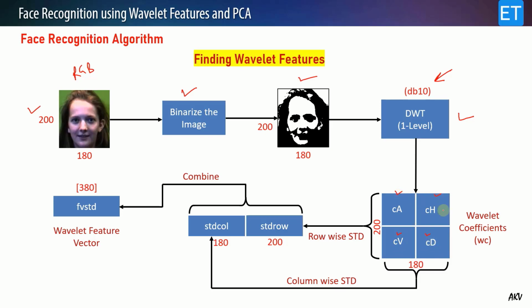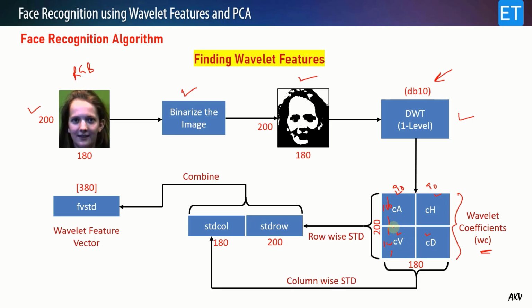The size of these four matrices is half the size of the image, I mean 100 by 90. Now I have appended these matrices side by side to create this matrix WC. What will be the size? Obviously this is 100 and this is also 100, so it is 200, and 90 and 90, so it is 180. So the size of this matrix is the same as your image, 200 by 180.